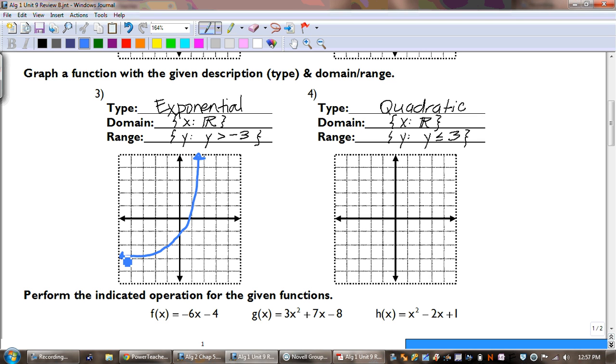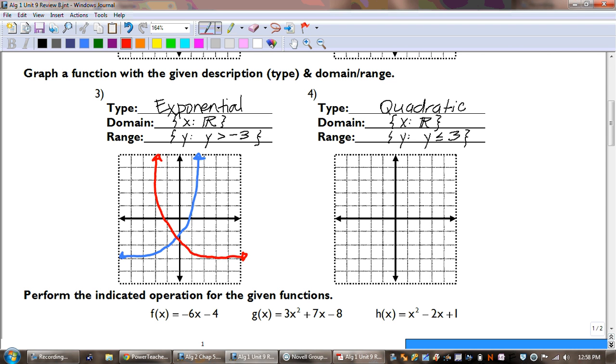So this would be exponential growth. Now, if you wanted to do exponential decay, that means that it's going to be going down, and then the same thing. It gets really close to it, but it doesn't touch -3. Okay? And the graphs could be changed horizontally if you want to.